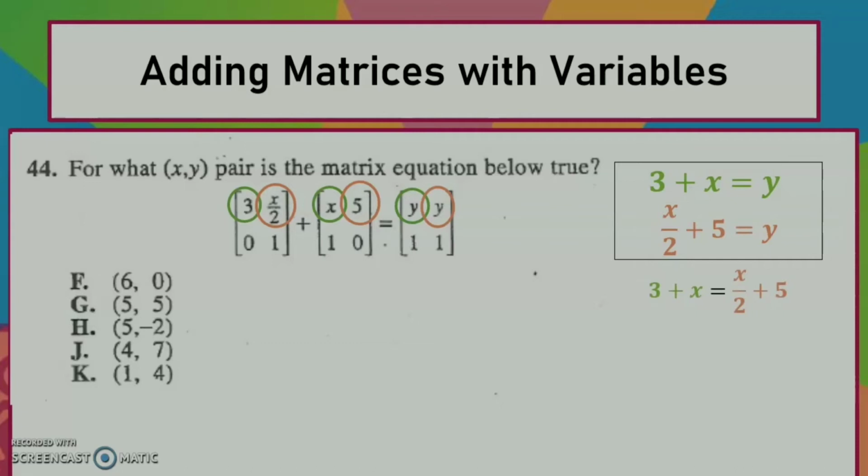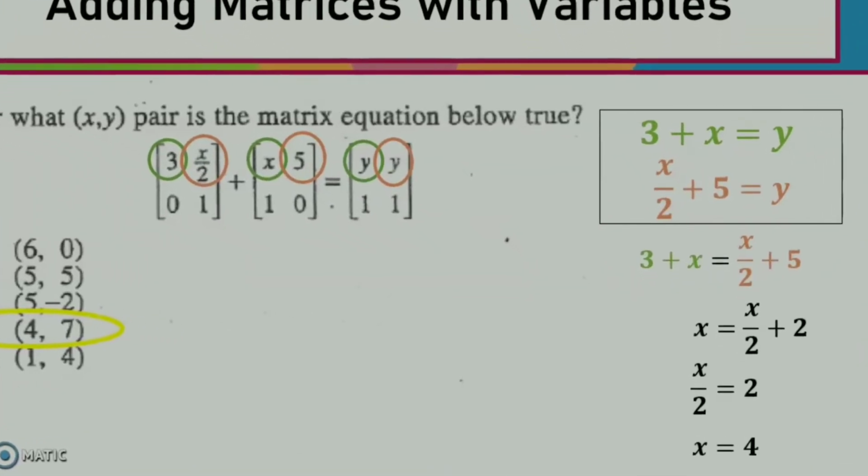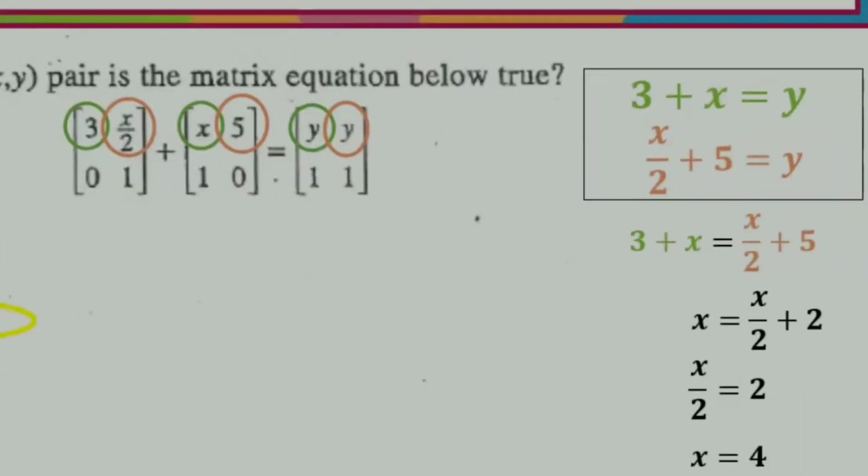I now have a system with 2 equations and 2 variables, so I should be able to solve it. I can already select the correct answer just by solving for x, since it's the only choice where the x value is 4. But to continue solving for y, I can substitute that value back into one of the equations.